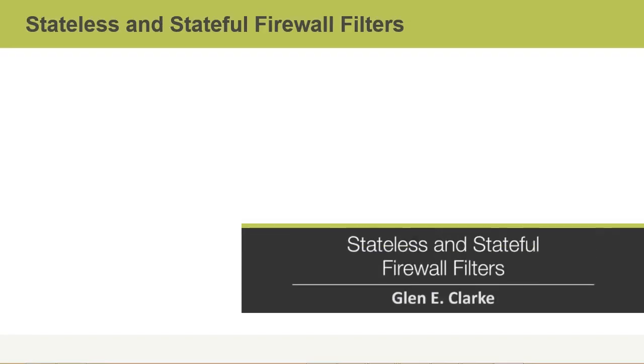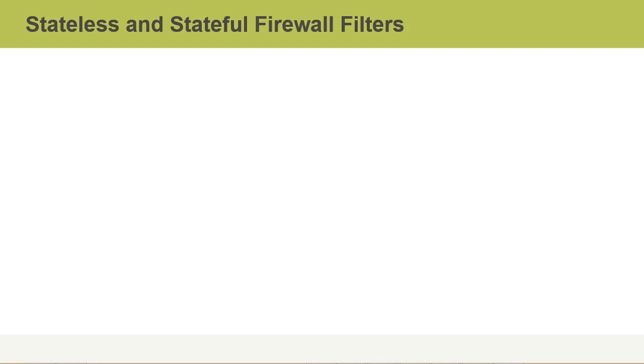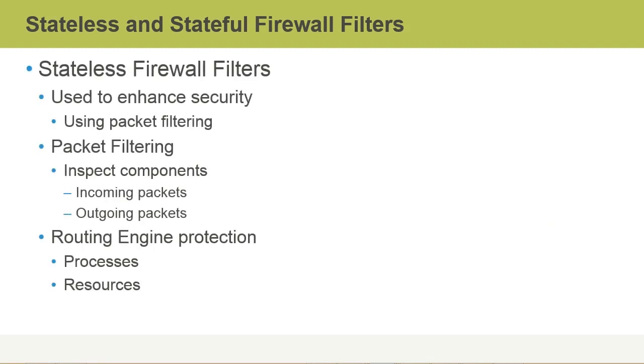In this video, we'll discuss stateless and stateful firewall filters within Juniper devices. The Juniper device supports different types of filtering capabilities when it comes to the firewall. It supports stateless firewall filters and also stateful firewall filters. What's interesting about the Juniper device is that it actually uses both of these filter types when filtering traffic. The first filter type that the Juniper device uses is stateless firewall filters.